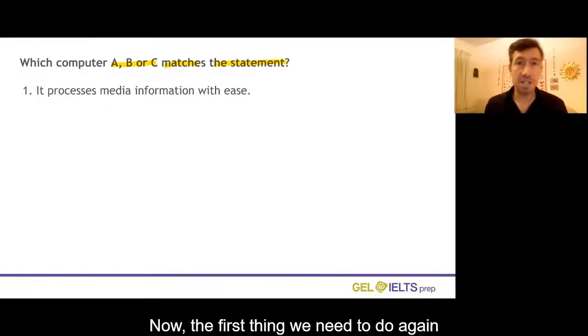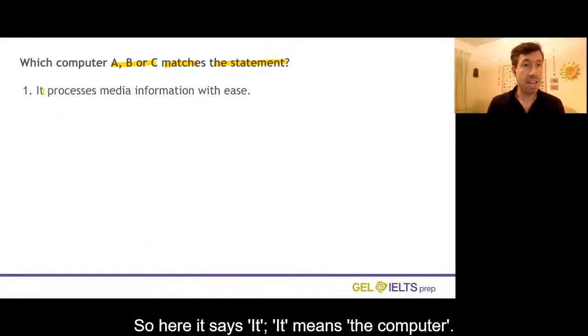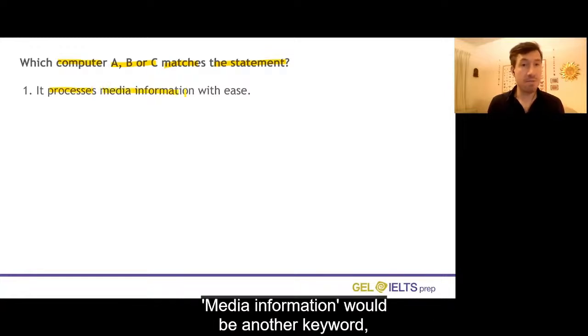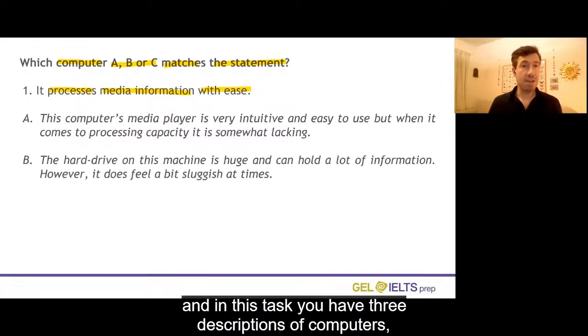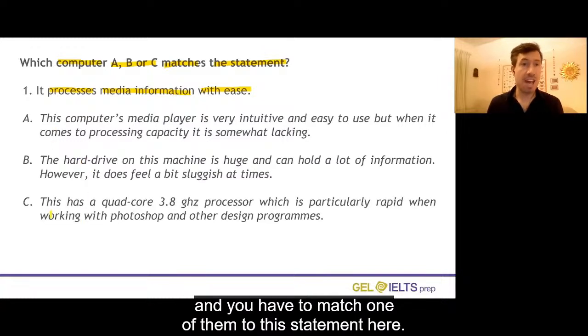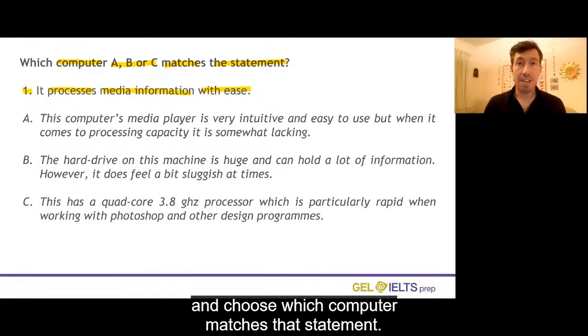Now, the first thing we need to do, again, is to think and highlight the key words here. So here we'd say it. It means the computer. Processes would be an important word. Media information would be another keyword, and with ease is another keyword. And in this task, you have three descriptions of computers, and you have to match one of them to this statement here. So what I'm going to ask you to do is look at question 3 below the video and choose which computer matches that statement.